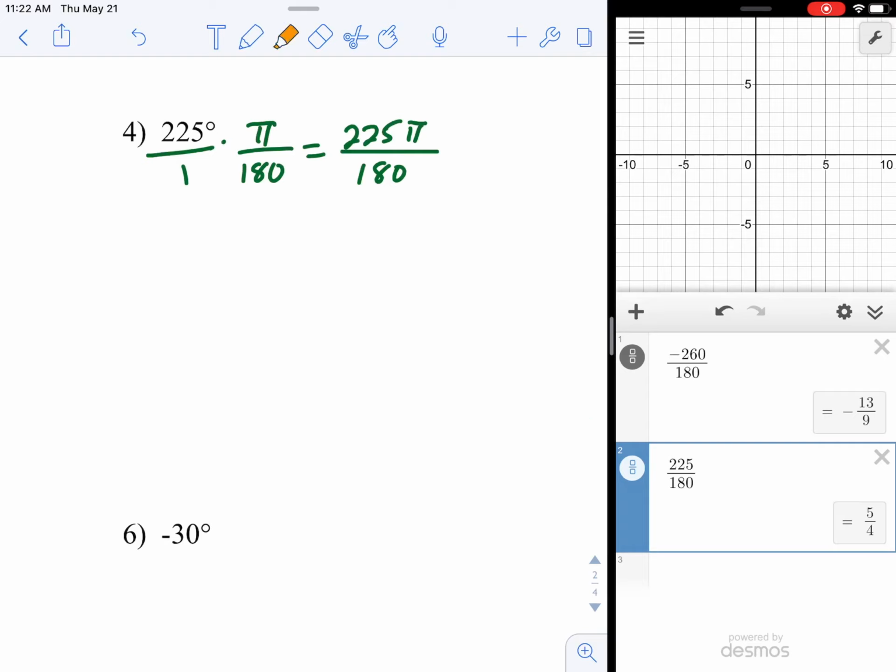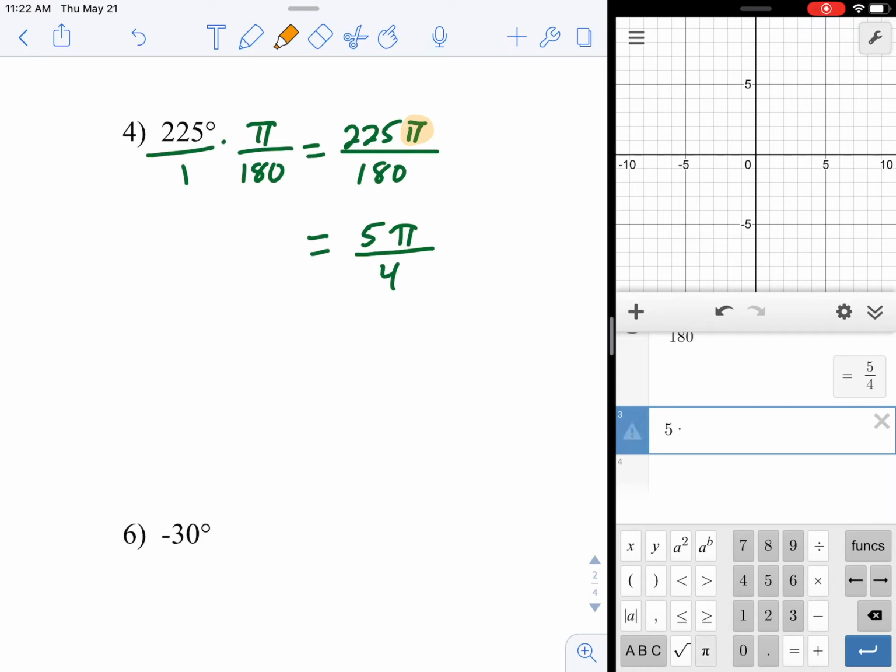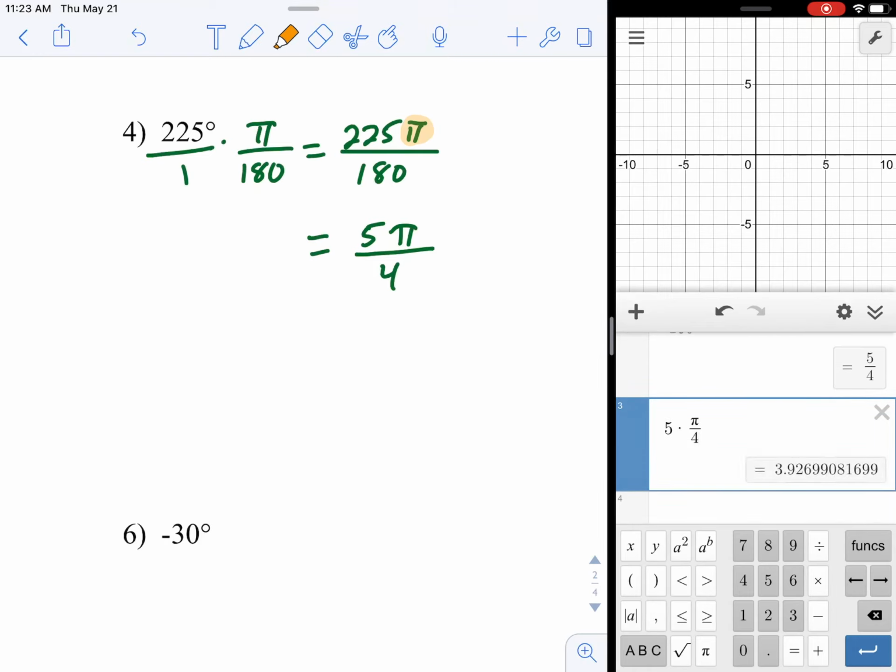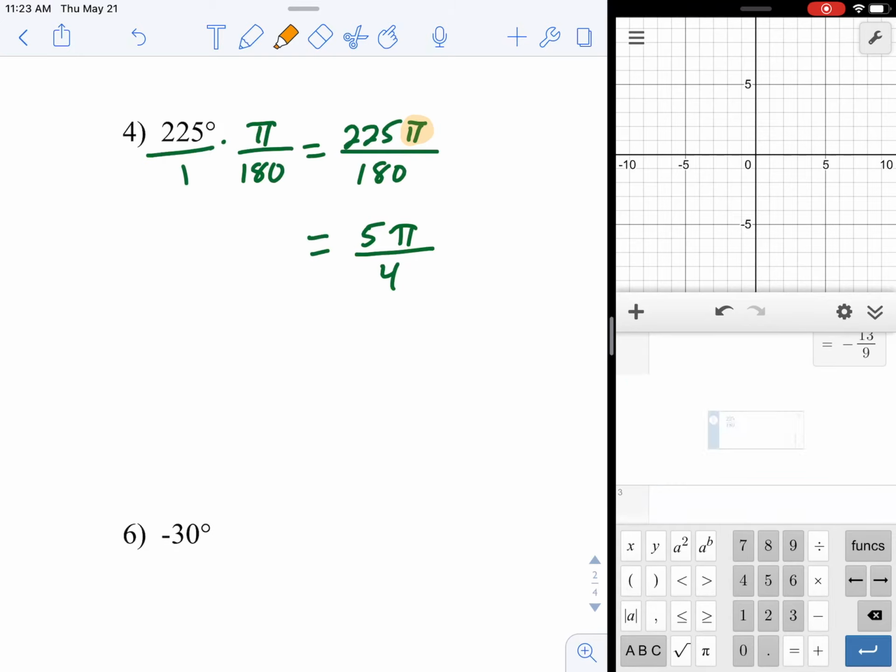So this works out to be 5 over 4, but you put a pi up on top because that's where the pi symbol was. Now, if you actually needed a decimal, you could do 5 times pi over 4, and that would give you a decimal answer, but we're just not doing it that way.